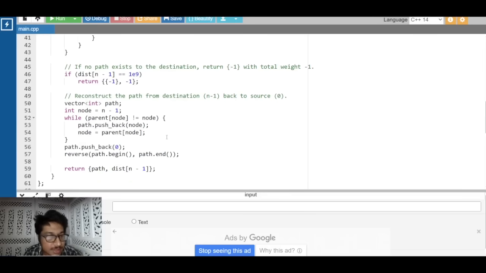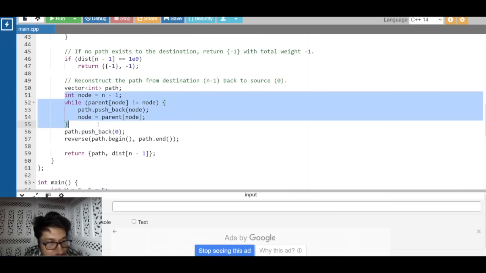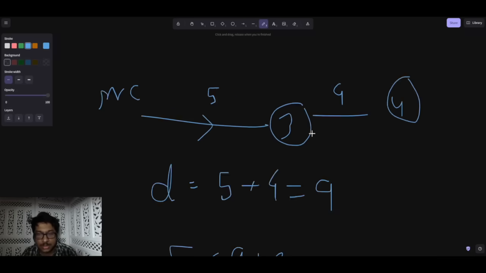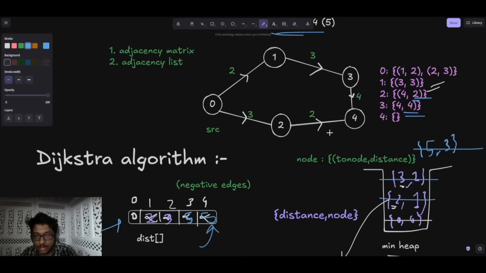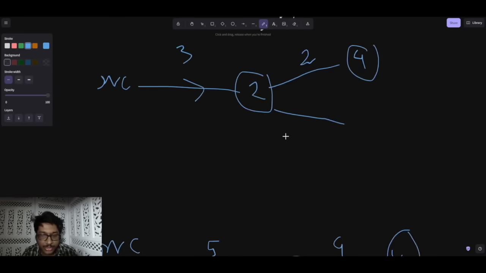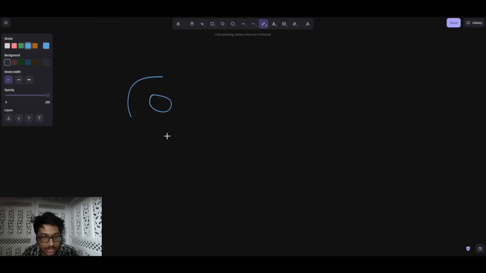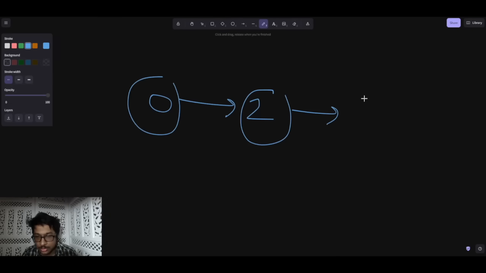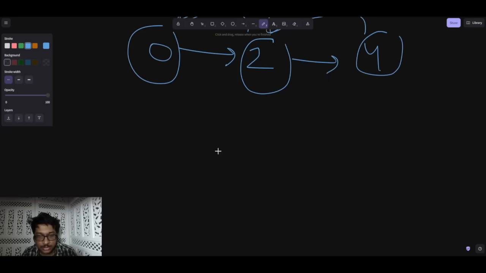And after that comes a little important part, which is very easy. Suppose from 4, I have to retrace back my path. How am I going to retrace back? It is 0 to 2 to 4. So parent of 4 is 2, parent of 2 is 0. So it's going to be 4, 2, and at the end you add a 0. So this is going to be the path.